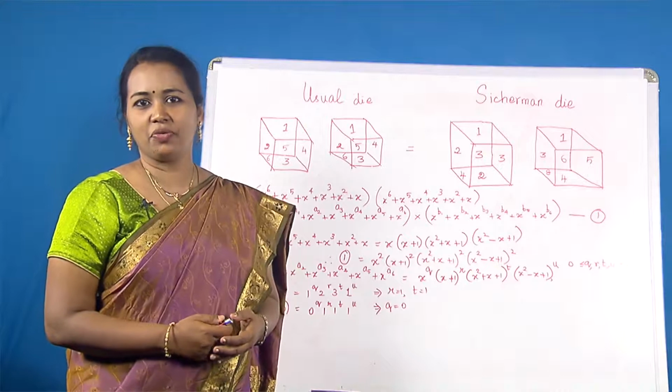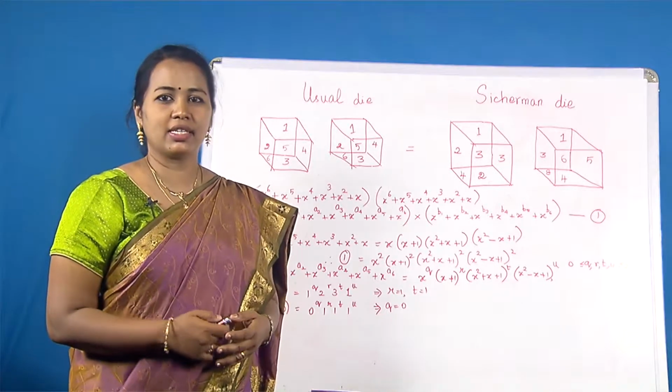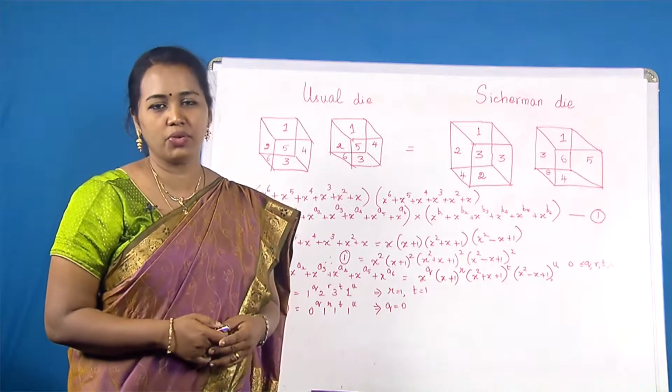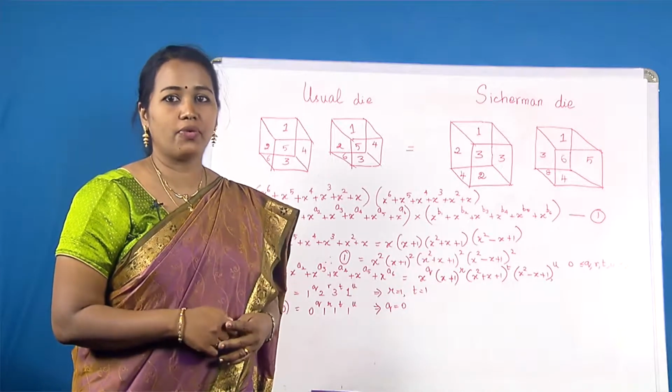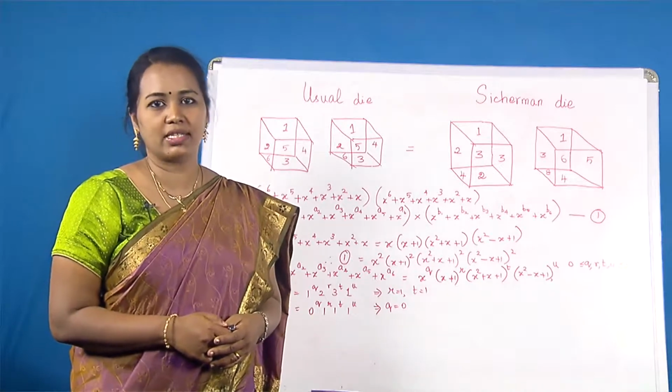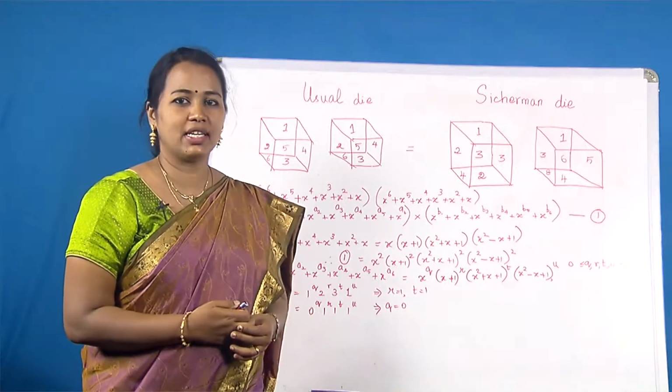This is an application of unique factorization. Let us consider an ordinary pair of dice whose faces are labeled from 1 through 6. So, the probability of rolling a sum of 2 is 1 by 36, the probability of rolling a sum of 3 is 2 by 36 and so on.